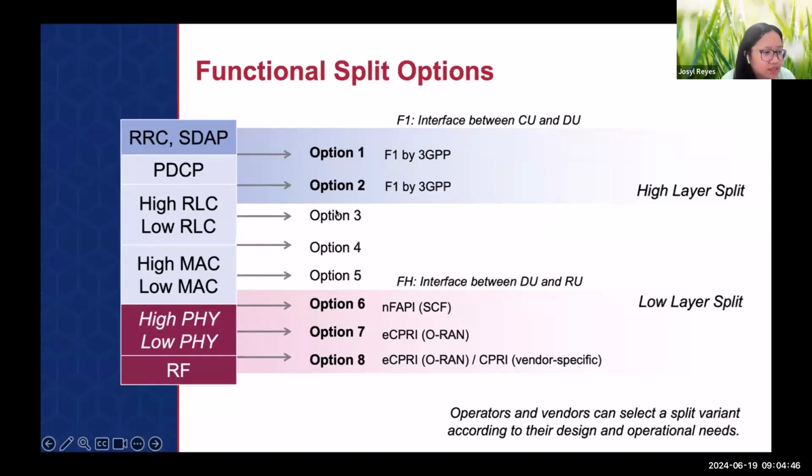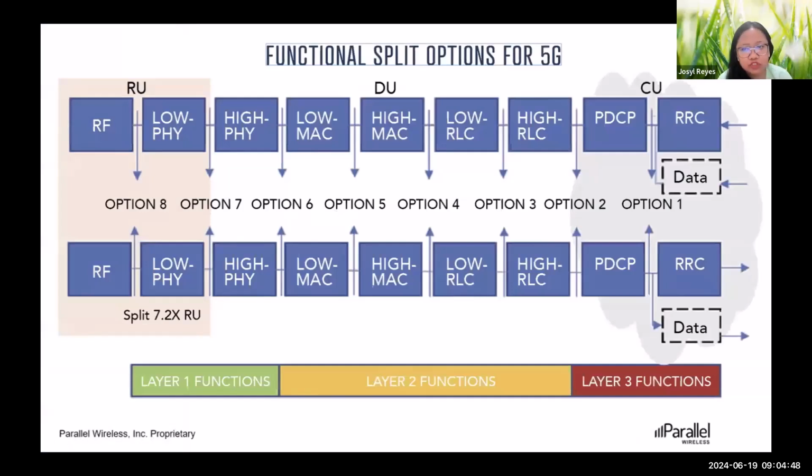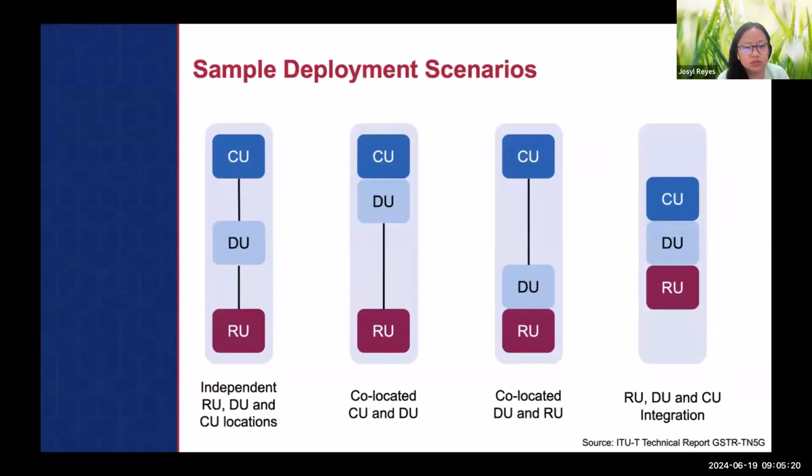Okay, so this is also one way of viewing the functional split, prepared by Parallel Wireless. It is just horizontal. Earlier it was vertical. So the layer 1 functions, the lower layer, are found on the left and then going to the right, towards the upper layers. So you can see here there are different options, but essentially the same as the previous one. This is just a horizontal way of looking at it. And then these are some sample deployment scenarios.